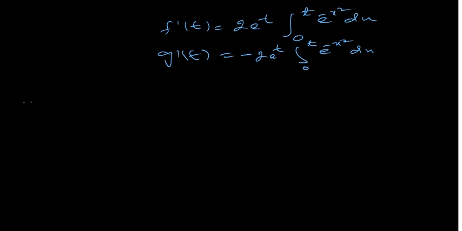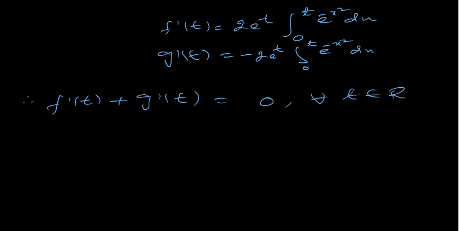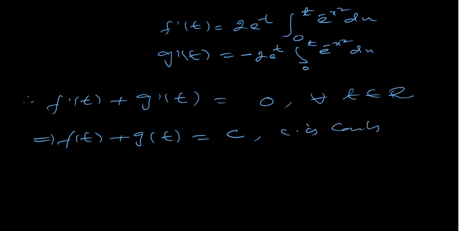So therefore what will be the sum? f dash t plus g dash t is equal to the sum of these two integrals. They are equal, and with the negative sign, it is equal to 0 for all t belongs to R. So that means f of t plus g of t is equal to some constant c, because its derivative is 0. So f of 0 plus g of 0 is also the constant c, because it's true for all t belongs to R.